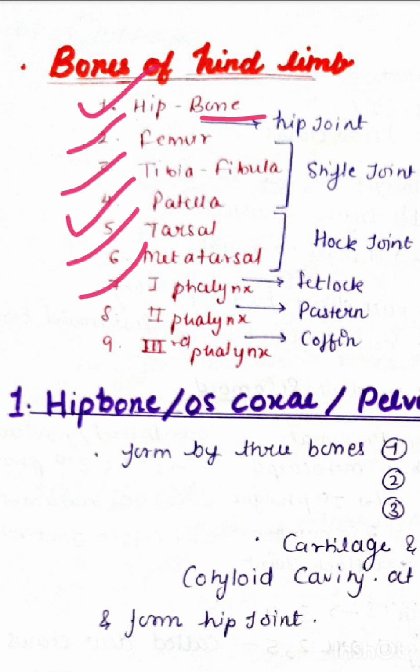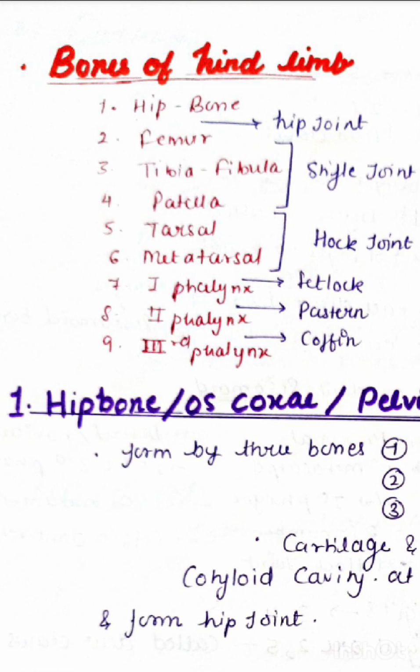The joint between the hip bone and femur is the hip joint. These all combine and form the stifle joint, while the tarsal and metatarsal form the hock joint. Between the metatarsal and phalanges it forms the fetlock joint, between the first and second phalanges it forms the pastern, and between the second and third it forms the coffin.